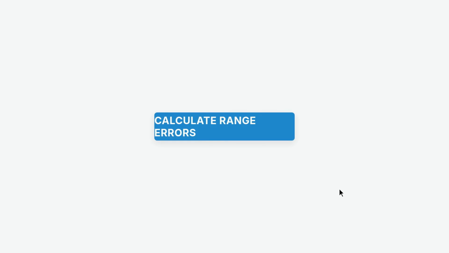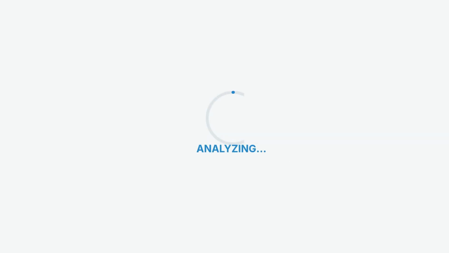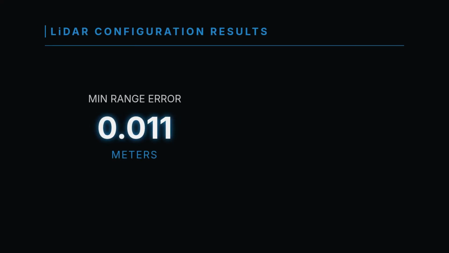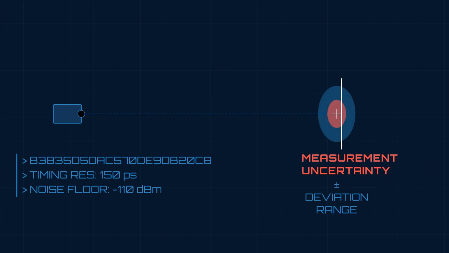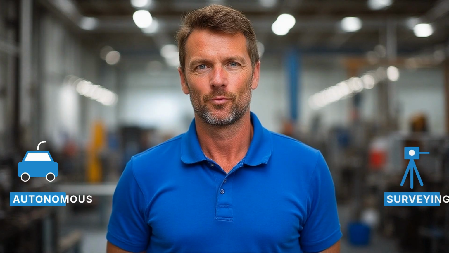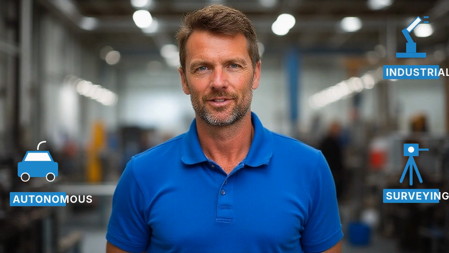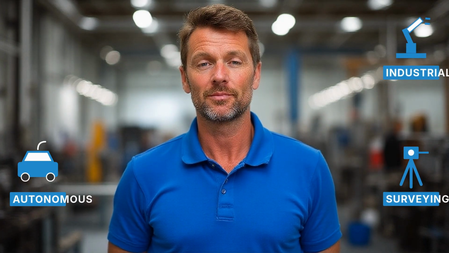After entering these parameters and clicking Calculate Range Errors, the calculator processes your inputs to determine the measurement uncertainty. The results will show you both the minimum and maximum range errors for your LiDAR configuration. These error values represent the potential deviation in your distance measurements due to the combined effects of beam divergence and timing resolution. Understanding these errors is crucial for applications requiring precise distance measurements, whether you're working on autonomous vehicles, surveying equipment, or industrial automation systems.